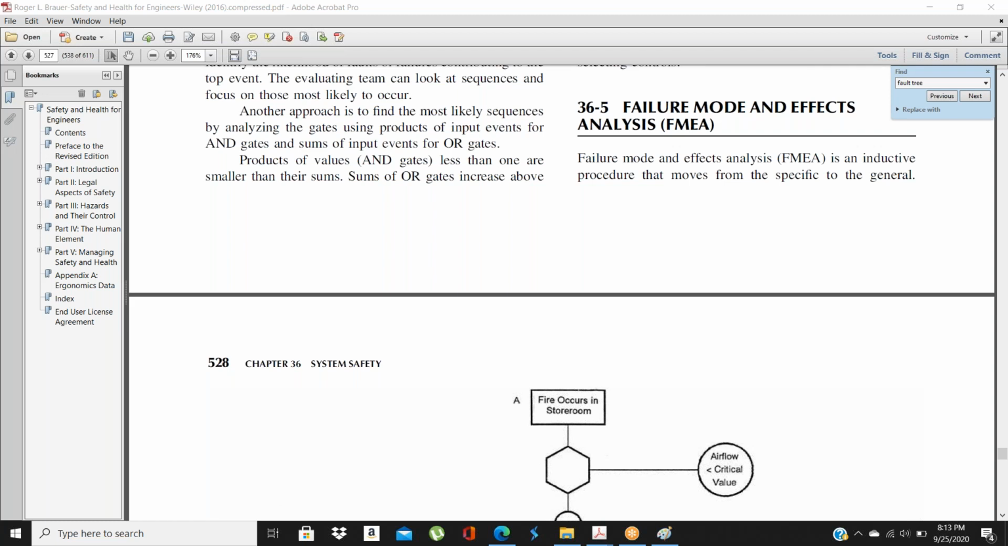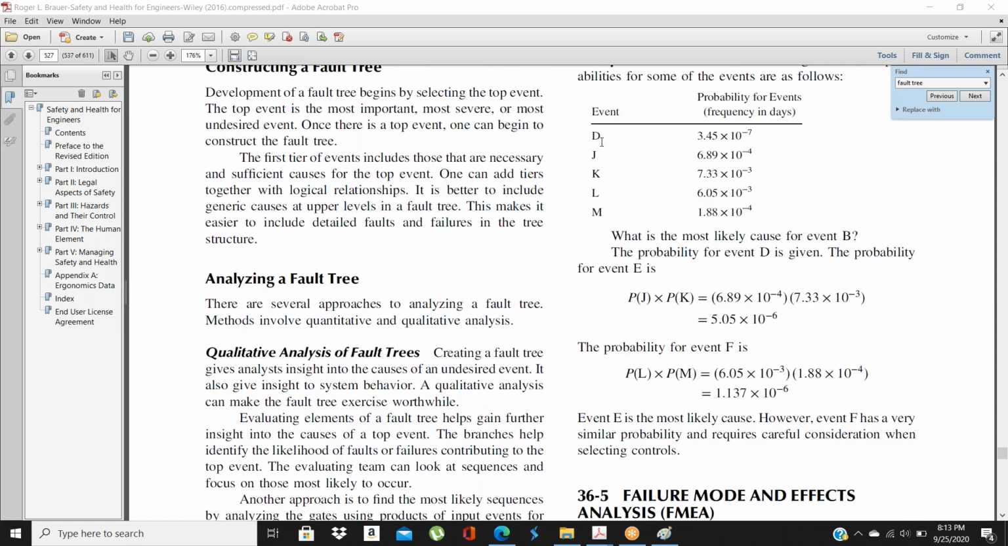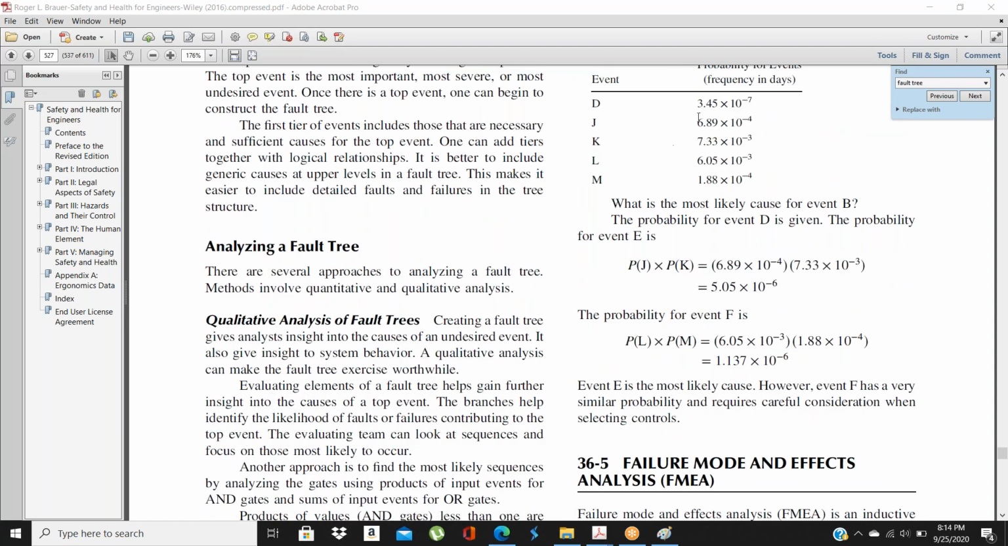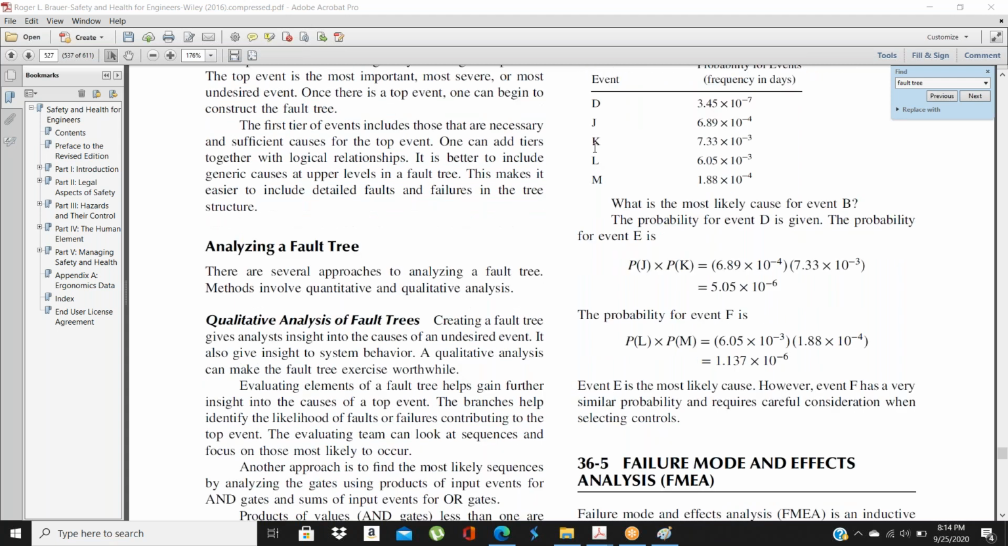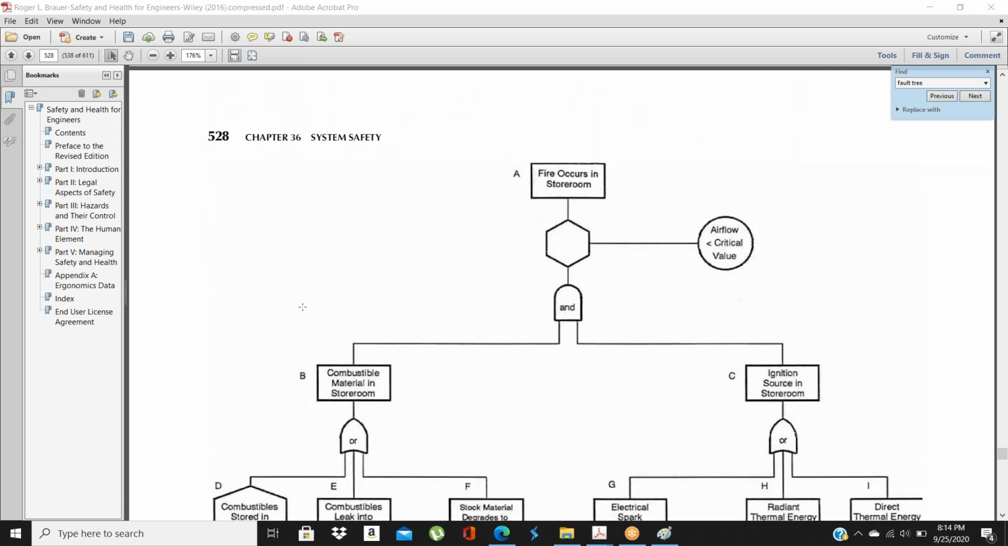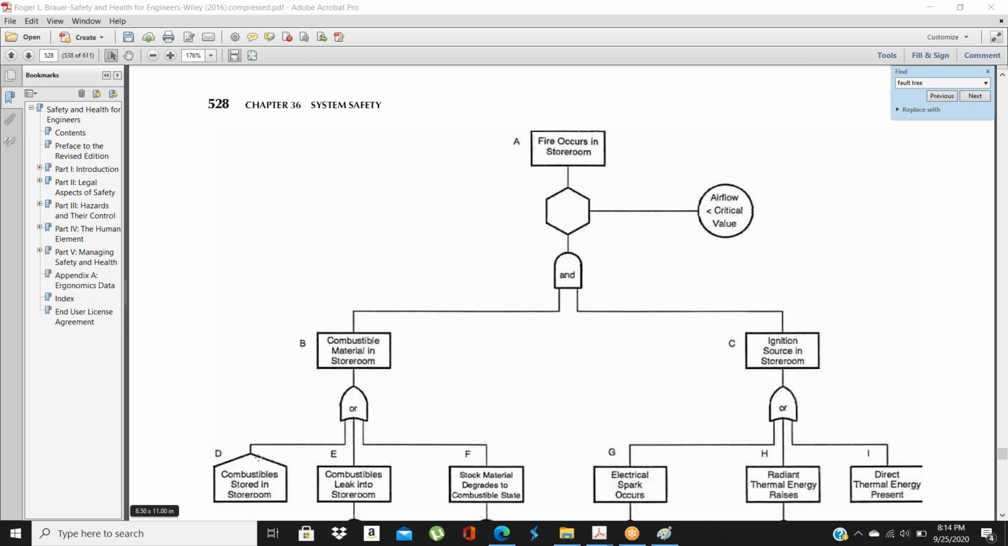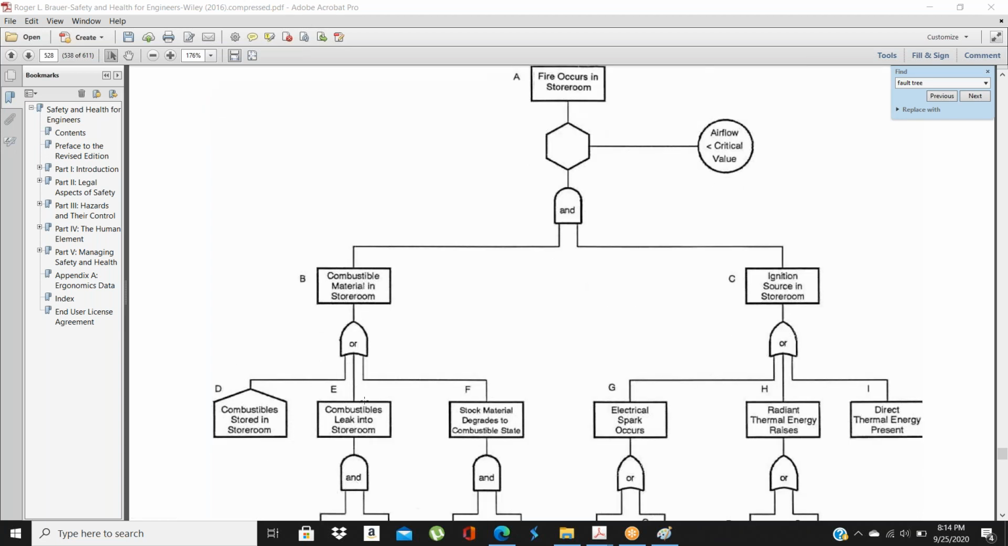Now see here: D, J, K, L, M. The frequency and days are given here; the probability for the events is given. 3.45 multiplied by 10 raised to power 7, 6.89 multiplied by 10 raised to power 4, 7.3 multiplied. This is for D. D is given directly, D is here, no need to go downside. We need to calculate E and we need to calculate F.